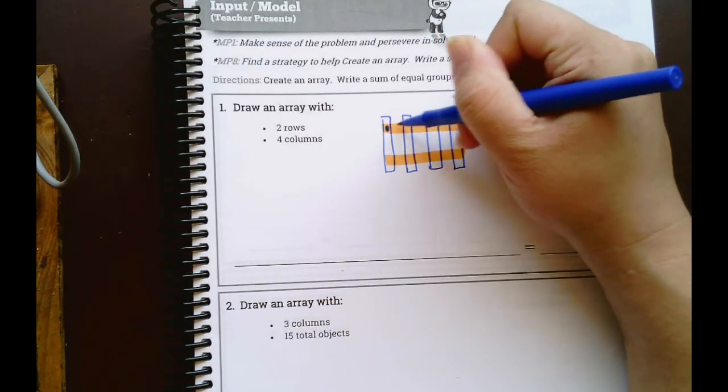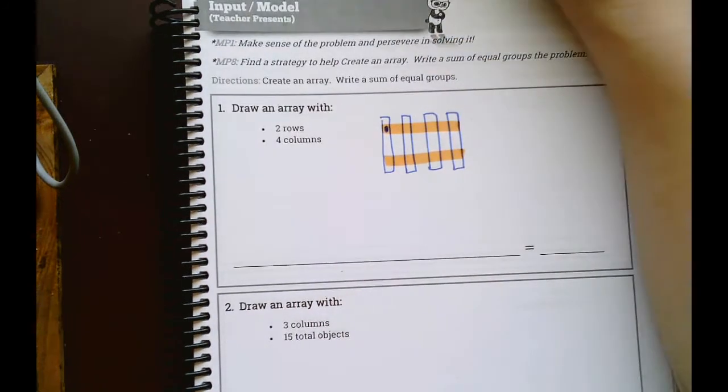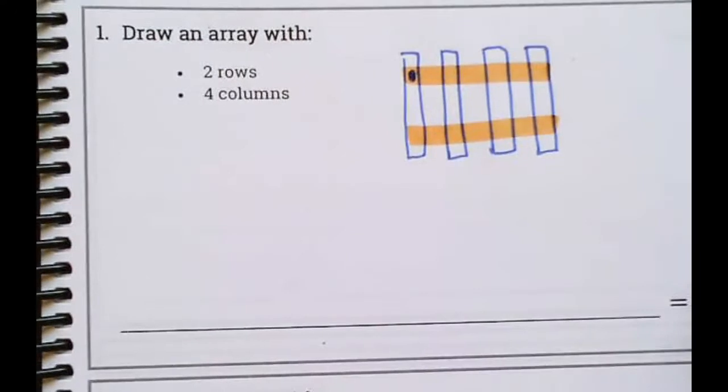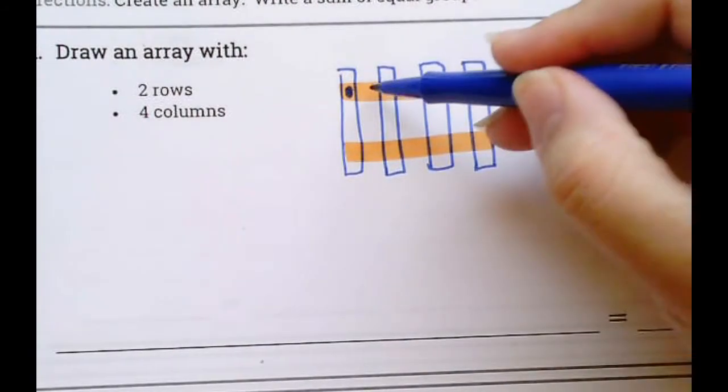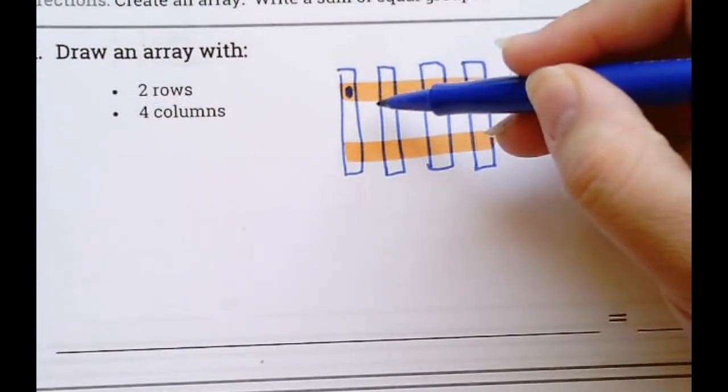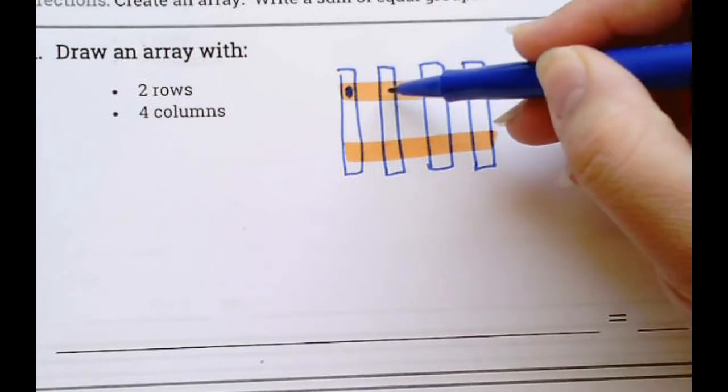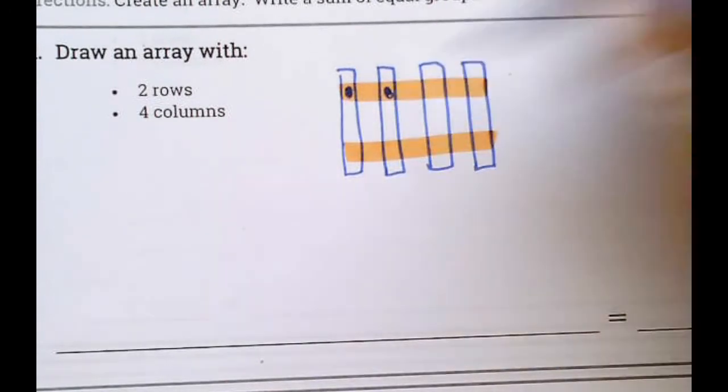There's no blue in this middle part, so I'm going to zoom in so that you guys can see it. All right. There is no blue in this middle part in between here and here, so I'm going to move on. Here's another one with blue and orange.